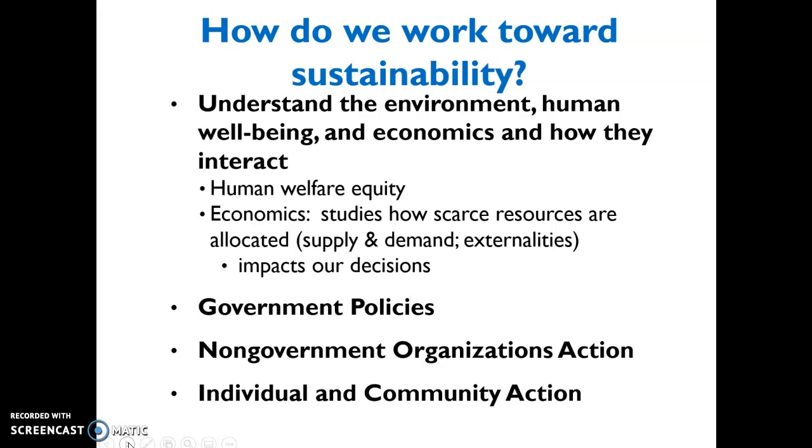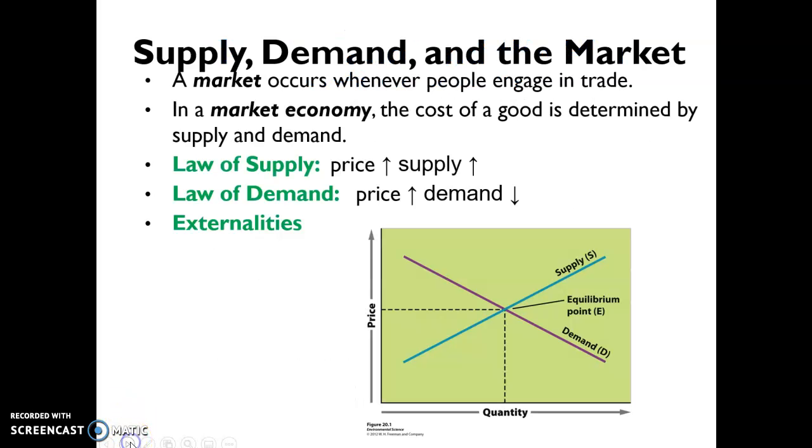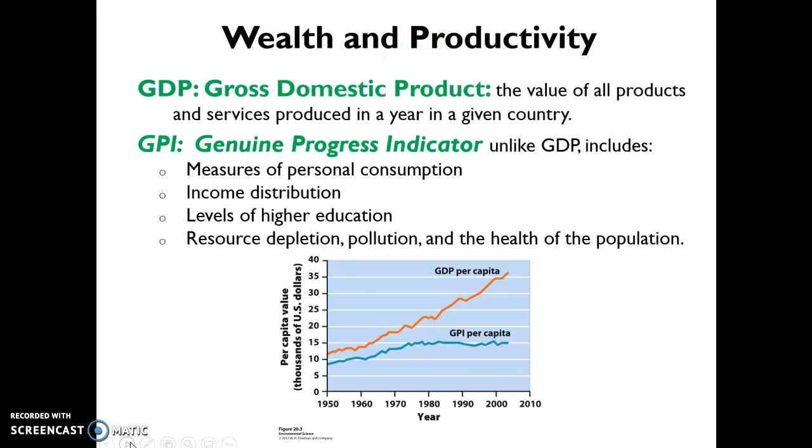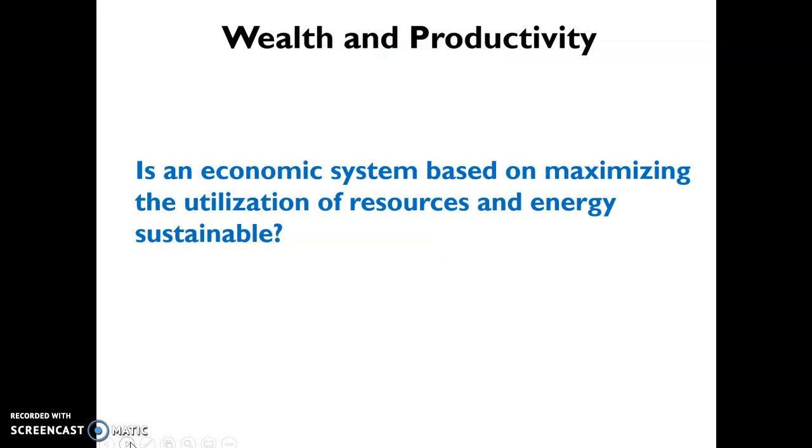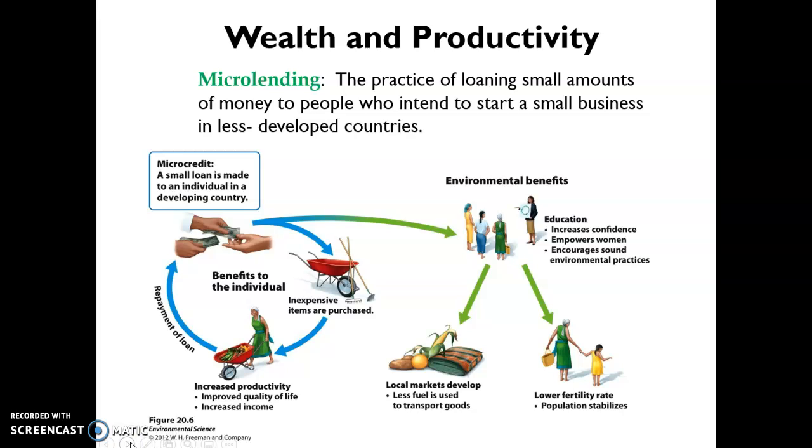So I'm going to go through this very briefly. How do we work towards sustainability? Well, it takes a combination of understanding economics, input from government policies, non-government organizations, and individual and community action. We're going to skip through some of this for now and take a brief detour here to look at one approach to increasing the wealth and productivity, the increasing human productivity, human protection and environmental protection through a process called micro-lending.